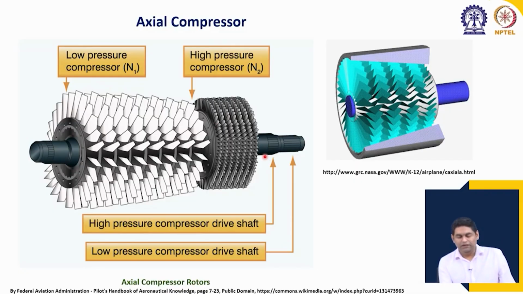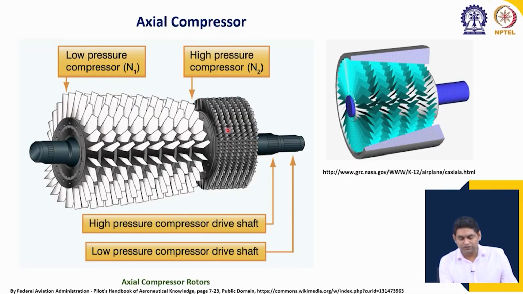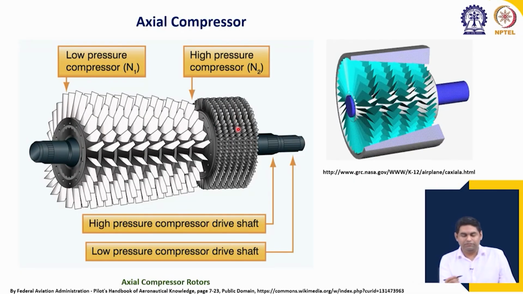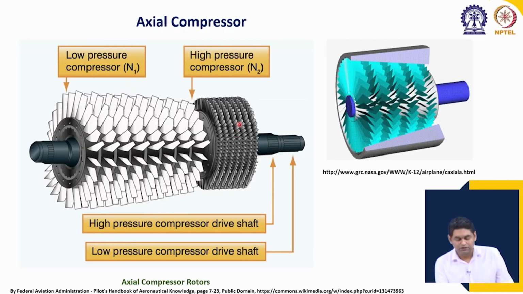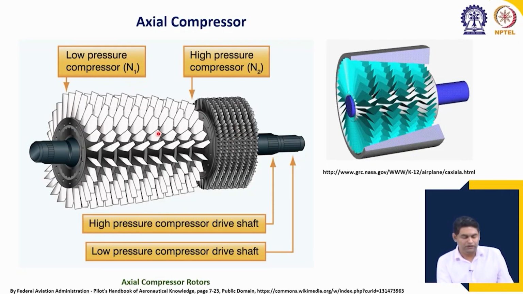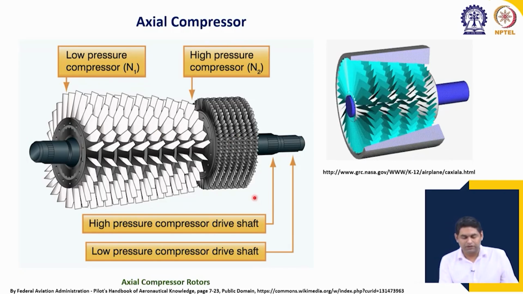Okay. And in many cases there are multiple shafts. The smaller blades can rotate at a faster speed because they have less centrifugal stress. So, they can rotate at a faster speed, whereas the large blades of the low pressure compressor need to rotate at a smaller speed.